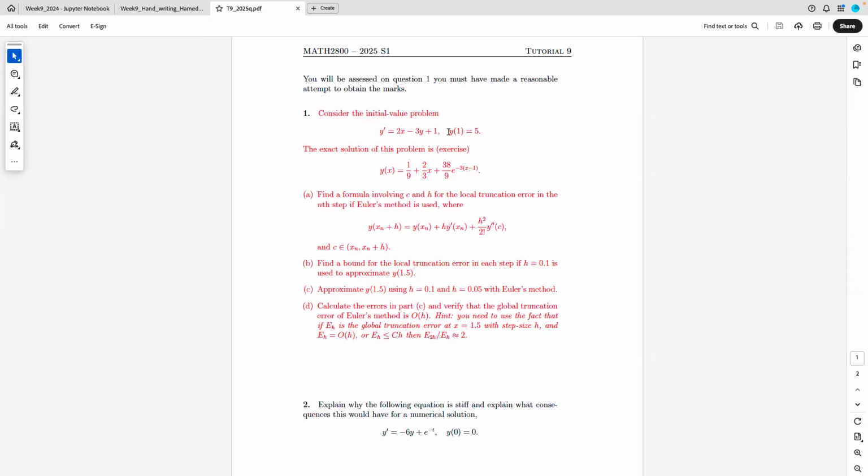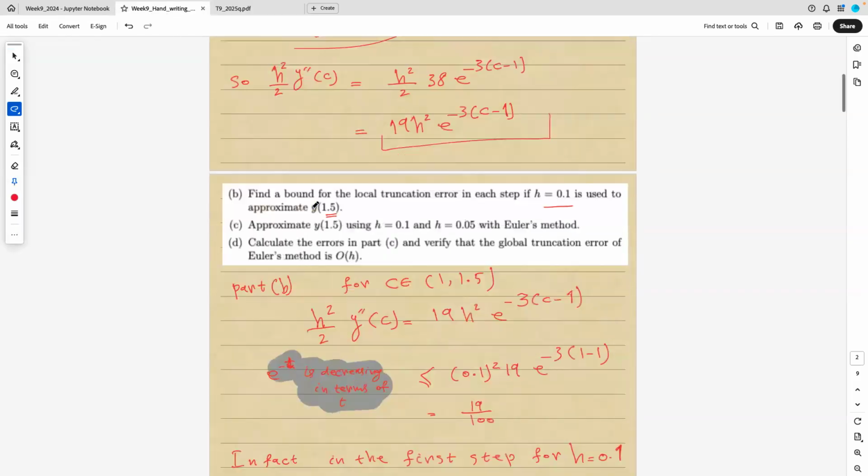So let's remember that the initial condition is given: y of 1, and it says a step size of 0.1. It means repeating Euler's method 5 times to get y of 1.5, because 1.5 minus 1 is 5/10, divided by the step size of 1/10, gives 5. All right, so let's go here.